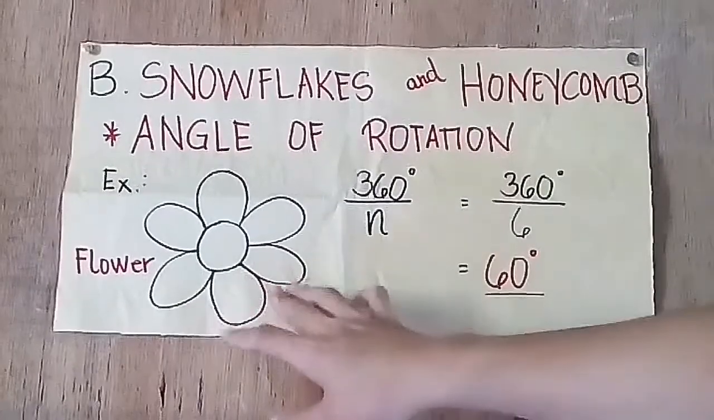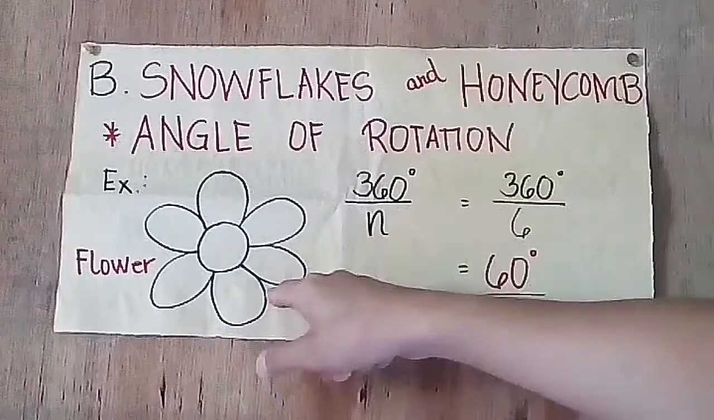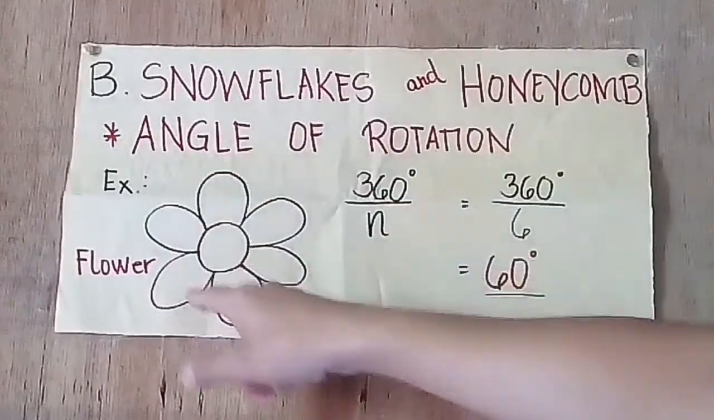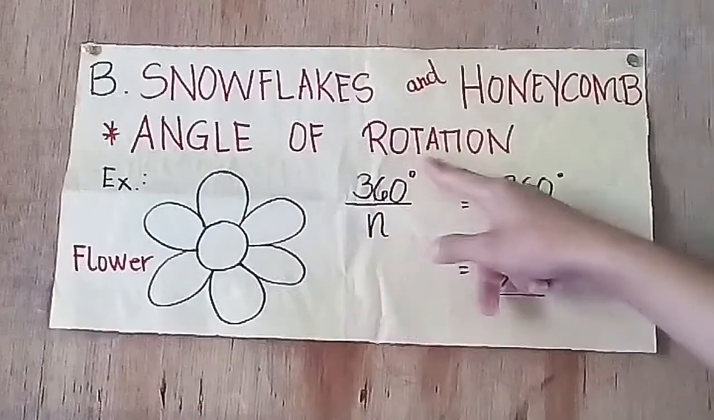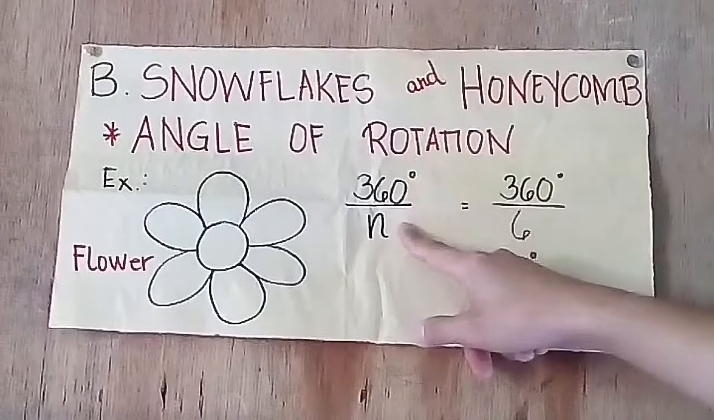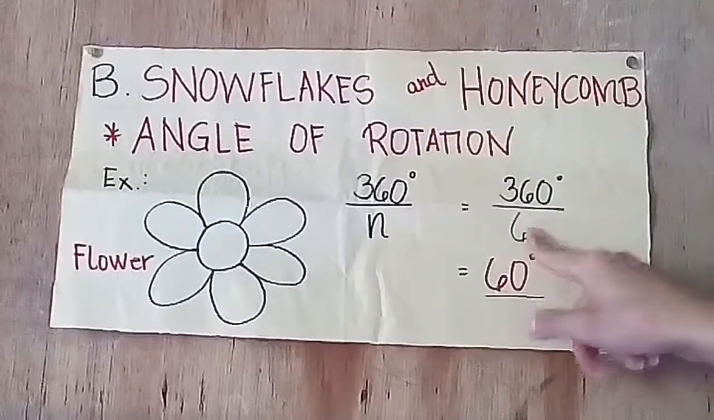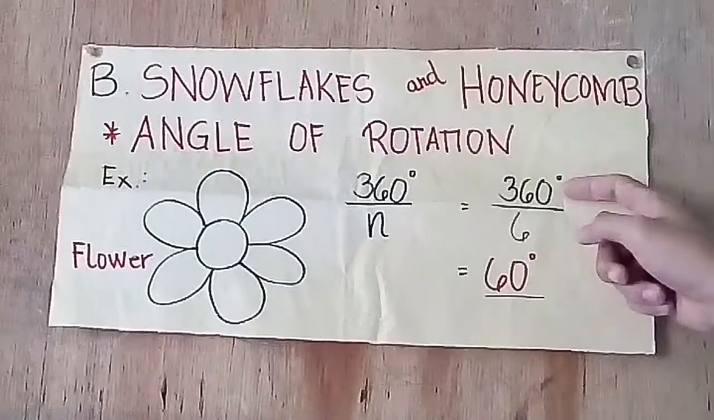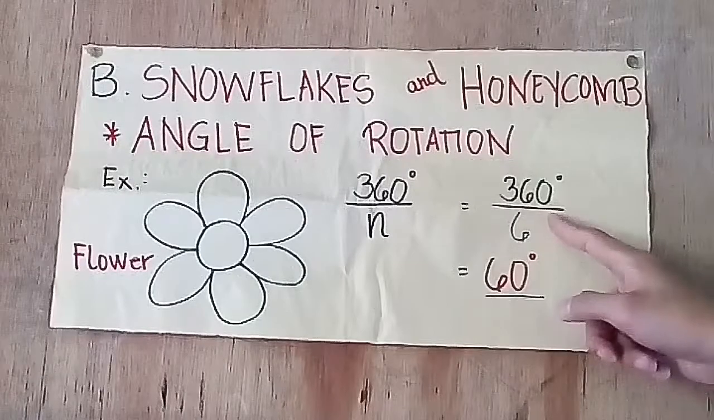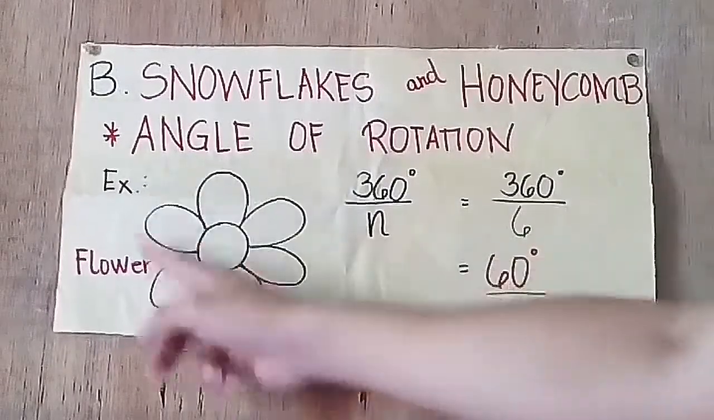So, since flower, nakakapag-form siya ng 6 angles, angle 1, 2, 3, 4, 5, and 6. So, yung formula natin for angle of rotation is 360 degrees over n. So, 360 degrees over number of angles that form from flower. So, 360 over 6. So, makukuha natin is 60 degrees. So, each angle, meron tayong 60 degrees.